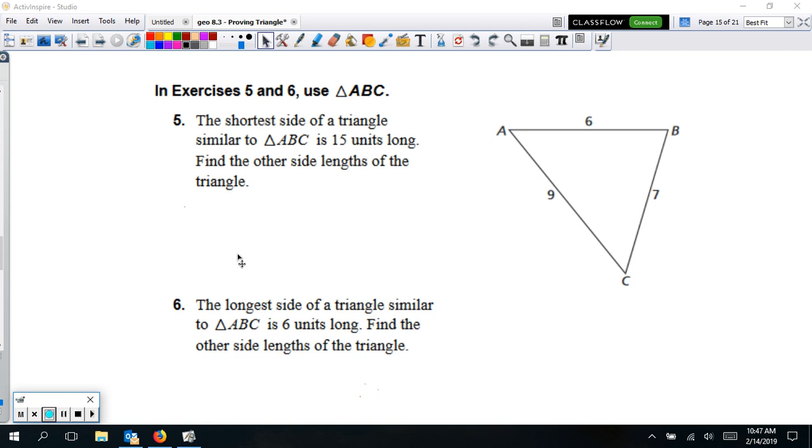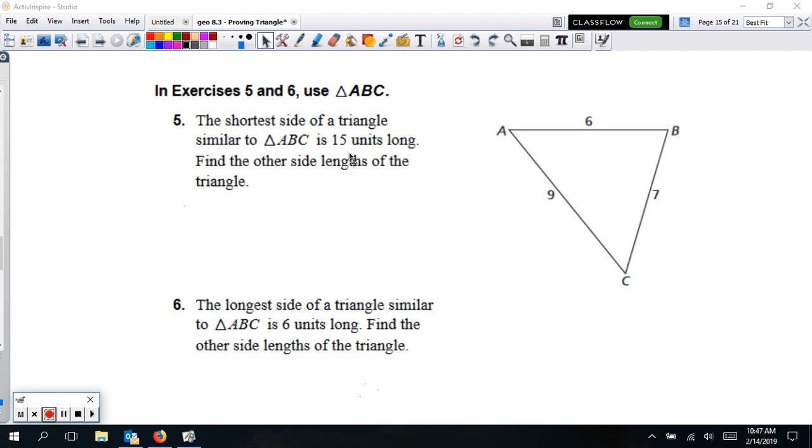Okay, our last two on this extra practice, the bottom of 235, 5 and 6. It says the shortest side of a triangle similar to triangle ABC is 15 units long. Find the other side lengths of the triangle. So in this one we know ABC and all the side lengths for ABC, and we know one side length of some other triangle, the smallest one in fact, the shortest, is 15. We need to find the other two side lengths of that triangle.